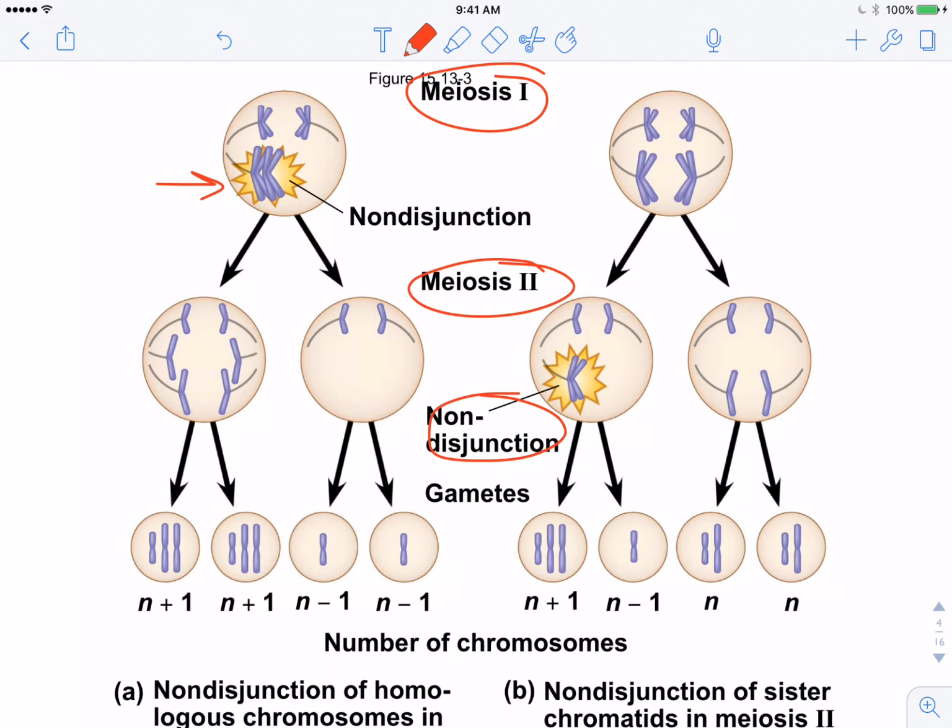Anyway, the result is that you have some gametes with more than the usual number of chromosomes and gametes with less than the usual number of chromosomes. If the non-disjunction happens in meiosis 1, you'll have 2 gametes that have extra chromosomes and 2 gametes that have fewer chromosomes. If the non-disjunction happens in meiosis 2, you'll have only 1 gamete that has extra chromosomes, another gamete that has too few chromosomes, and actually 2 normal gametes.